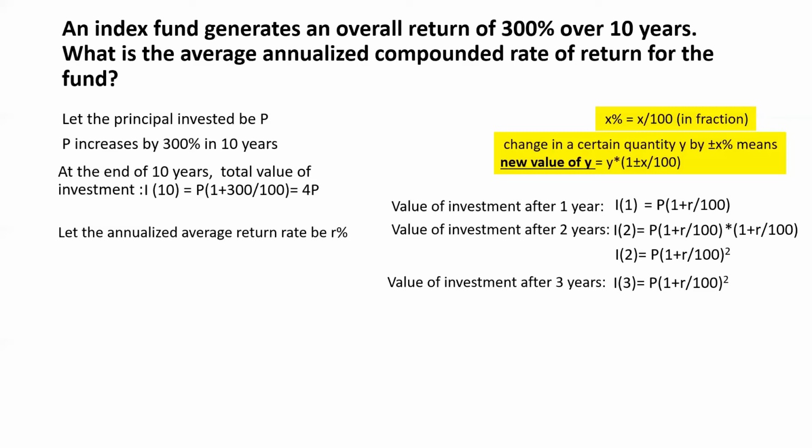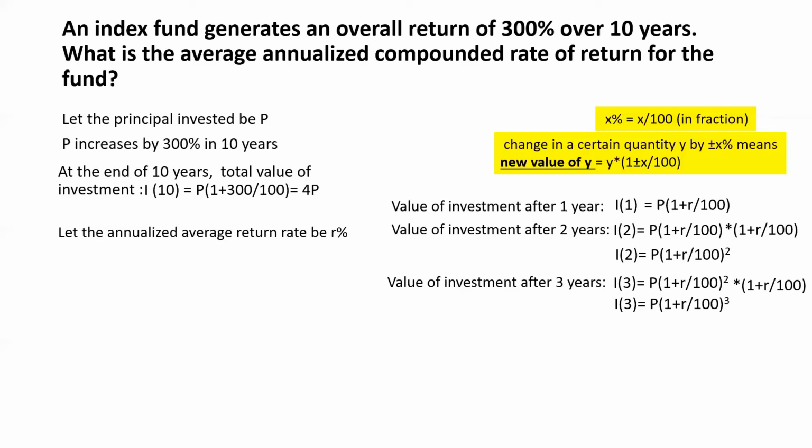So that's what we started with at the beginning of the third year, and during the third year it grew further by R%. So we can write the updated value at the end of 3 years as I3 equals P multiplied by 1 plus R by 100 whole square multiplied by 1 plus R by 100. That's the beauty of the compounding effect, because it keeps compounding on the value as it gets added. It's basically compounding upon compounding, right? So this gets to P multiplied by 1 plus R by 100 whole cube.